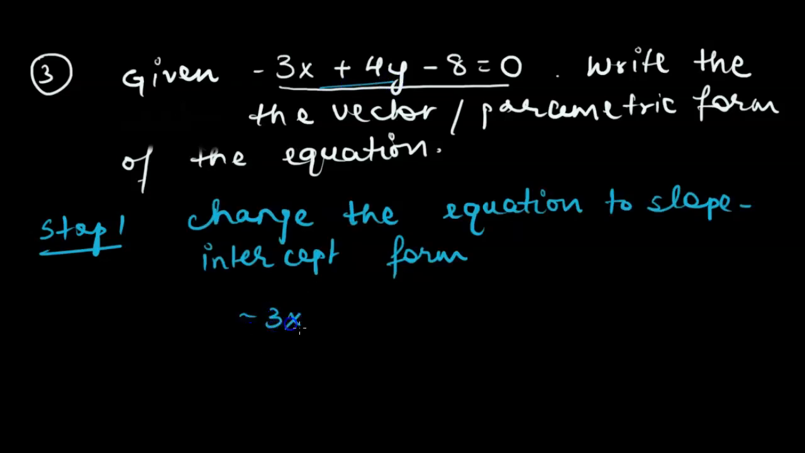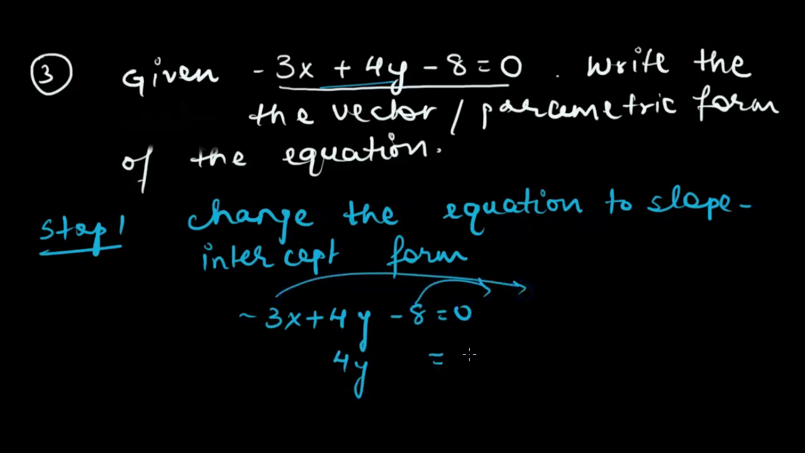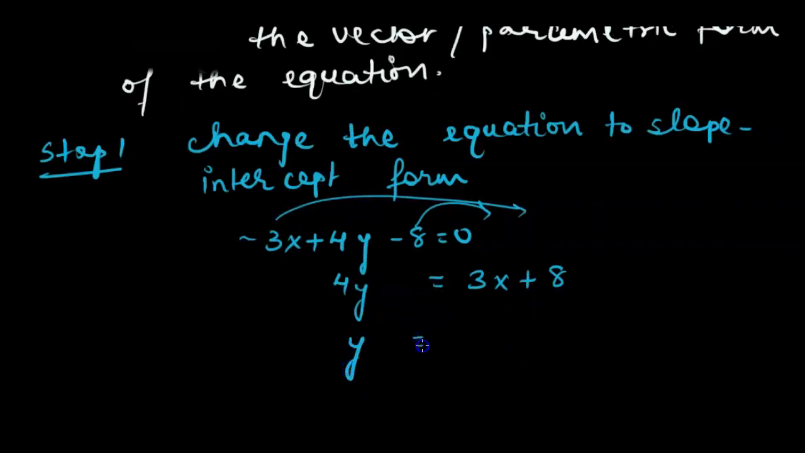We have negative 3x plus 4y minus 8 equal to 0. So we isolate y, leave 4y on this side, and move 8 and minus 3x to the other side. We get 3x plus 8. So the slope-intercept form will be y equals 3 by 4 x plus 2, because we are supposed to divide each of these by 4.